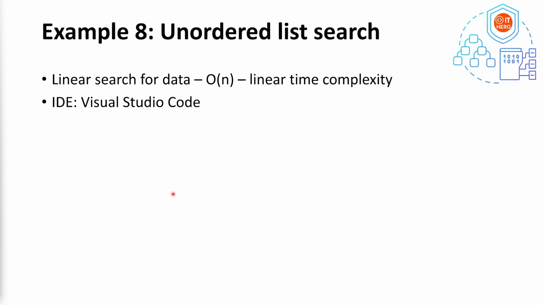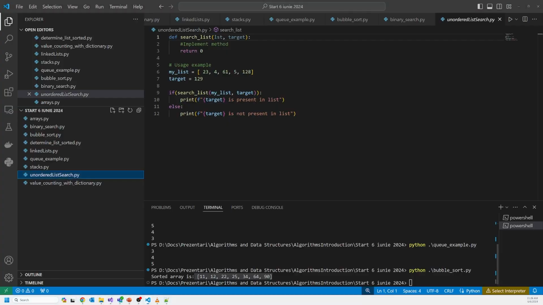The first example is the unordered list search. We have here the linear time complexity, and again we will use Visual Studio Code to demonstrate it. Here we have the predefined file. We have to implement only this method here. I created a list with elements, and we want to search for this element. Because the list is not sorted, we have to go through all elements until we find the element.